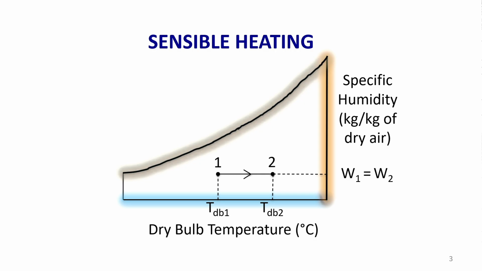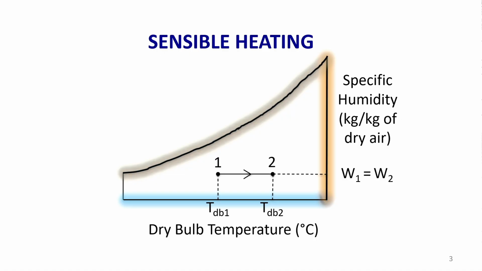Let me start with the sensible heating process. We are familiar with the difference between sensible heat and latent heat. Let me emphasize it again. Sensible heat is the heat which causes the temperature to increase or decrease. If it is heating, the temperature will increase. If it is cooling, the temperature will decrease, without any change in the humidity. I will explain each and every process with the help of a psychrometric chart.